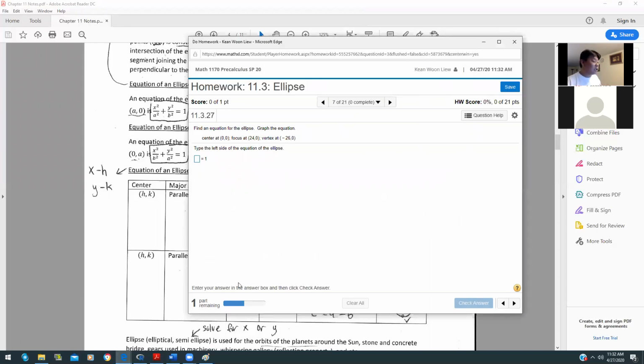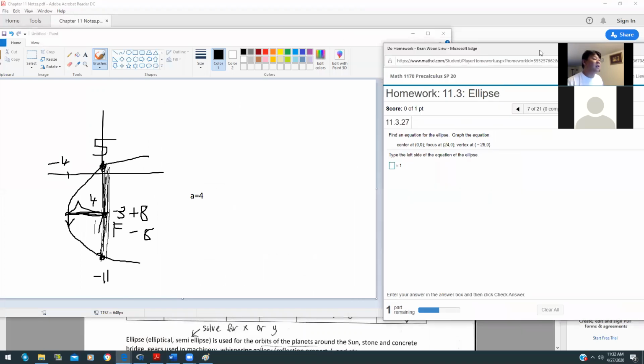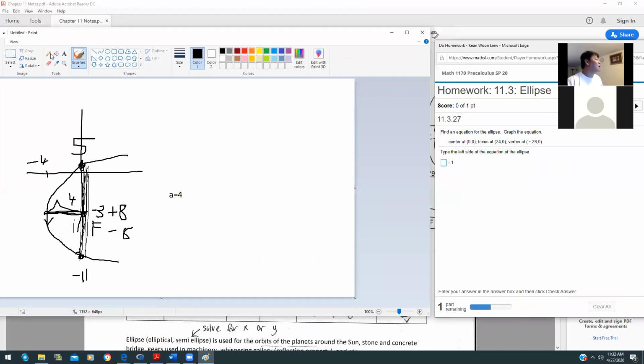Like this question here, what we do is draw the picture. The question gives us that your center in this case is 0, 0. That is very good. So 0, 0 is right in the middle here. This is your center. Then your focus point is 24, 0. 24, 0 is right here. And then your vertices are negative 26, 0. So this is your vertices.